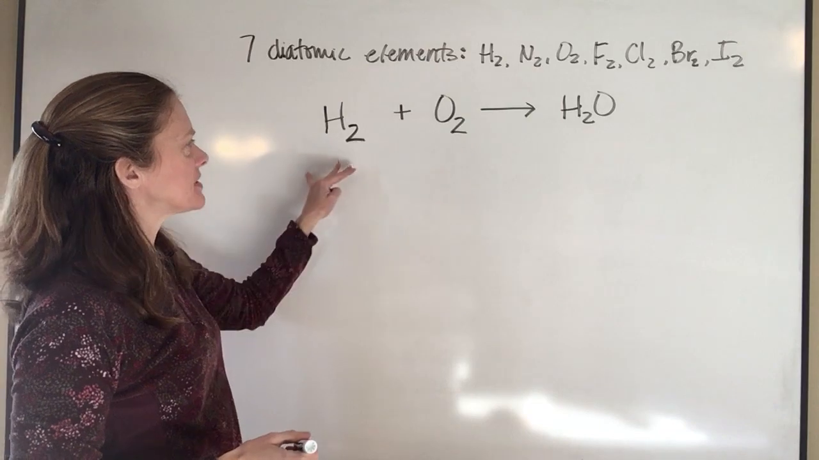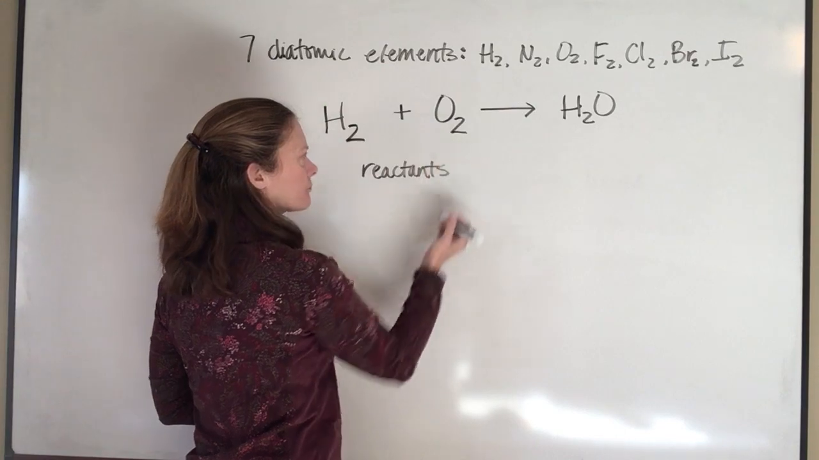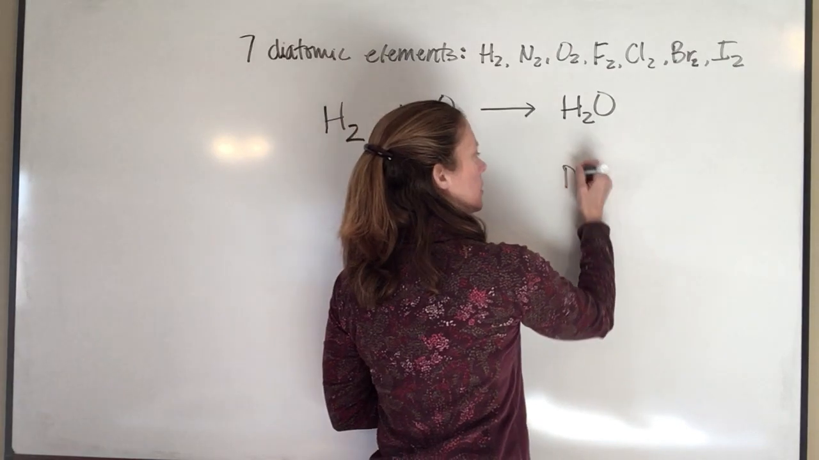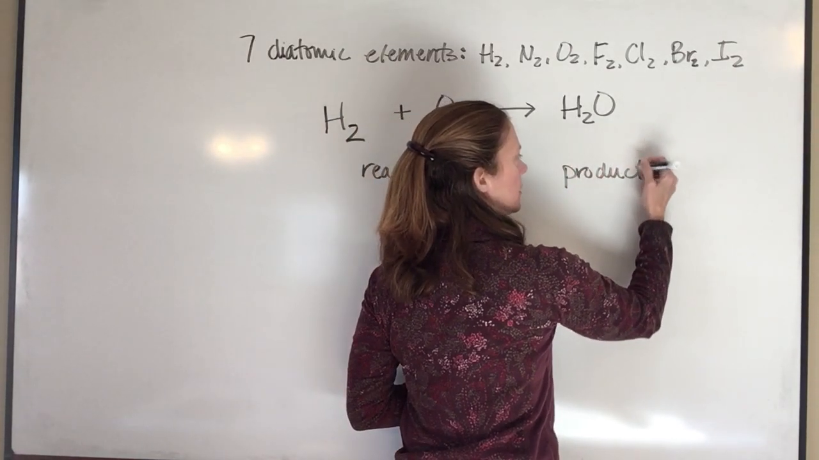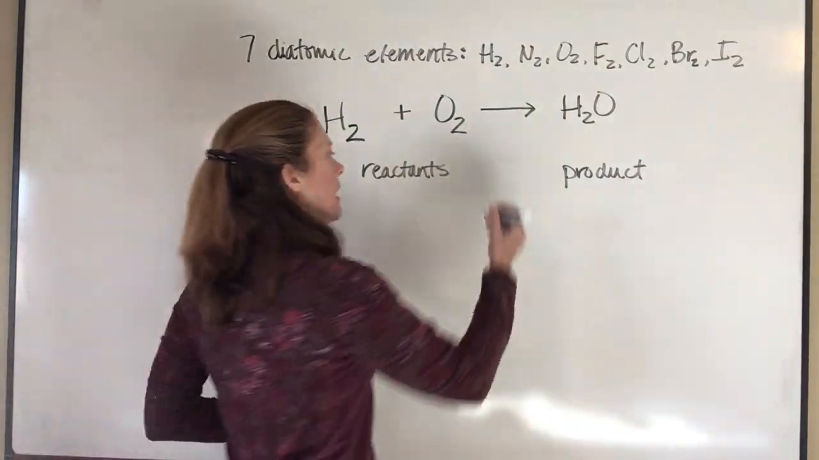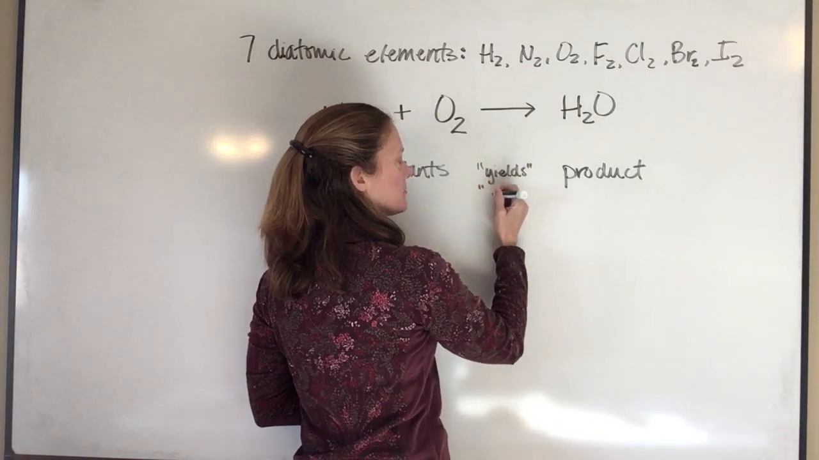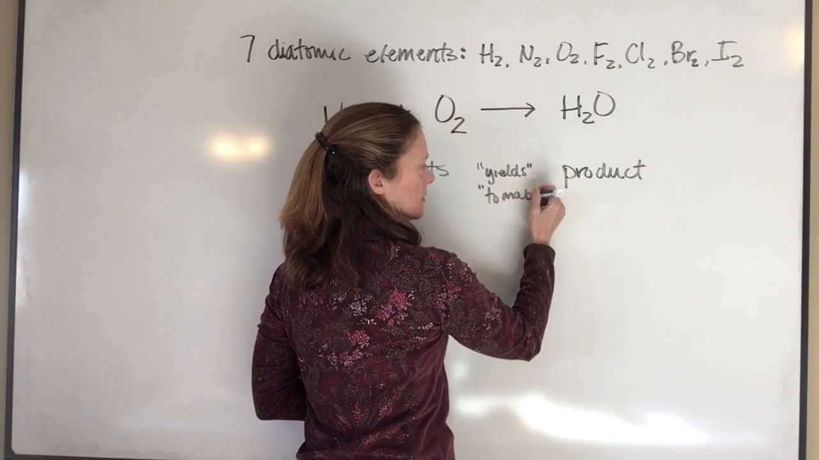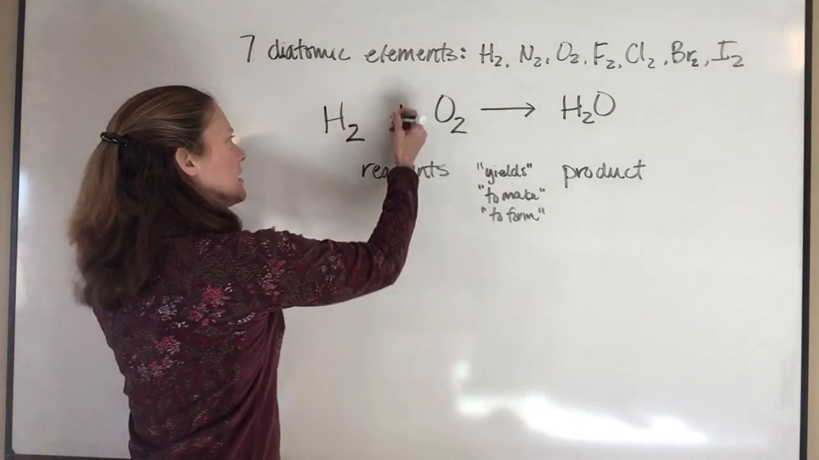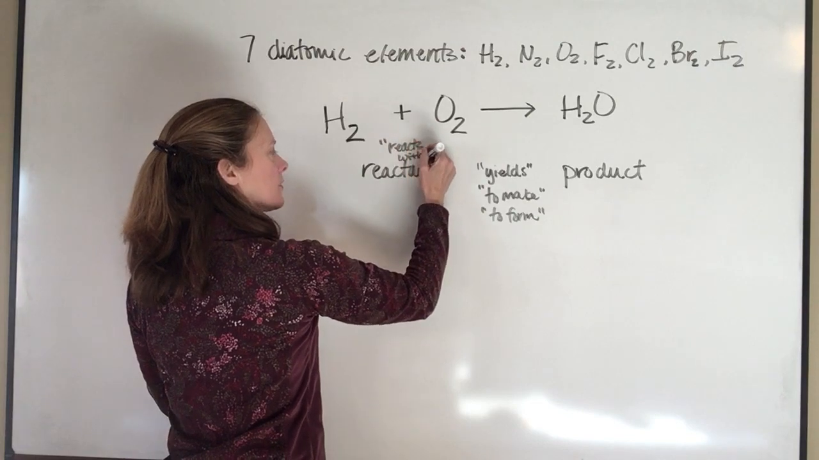Okay, so on this side of the equation, these are called the reactants. So both hydrogen and oxygen are called reactants. Water is called the product. And this arrow, if you're going to read this, sometimes it's read as yields, sometimes it's read to make or to form when you read this. And then if you see the plus sign, normally you're going to read that as reacts with.